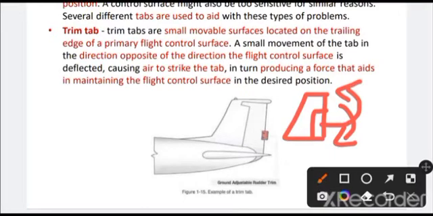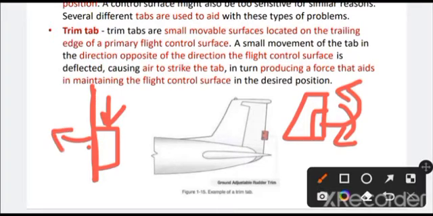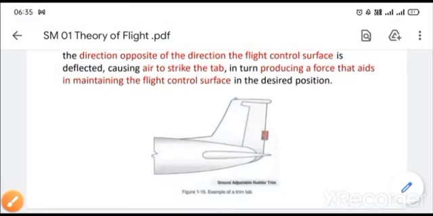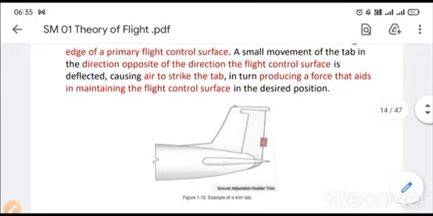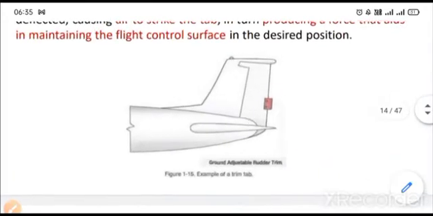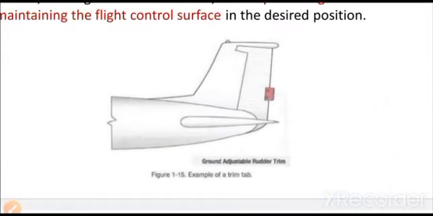If you imagine the tab turns in this direction, then when the air comes and strikes it, that will push the entire span of the control surface to move in the opposite direction. So that will help the pilot in moving the huge control surfaces which require a lot of mechanical power. You can see in this picture there is a ground adjustable trim.